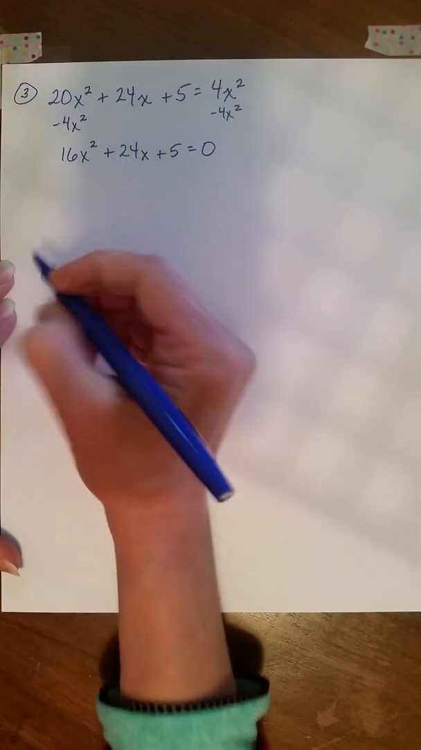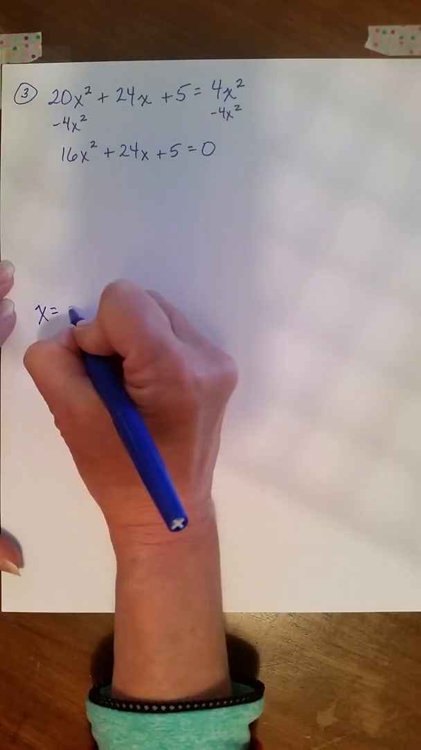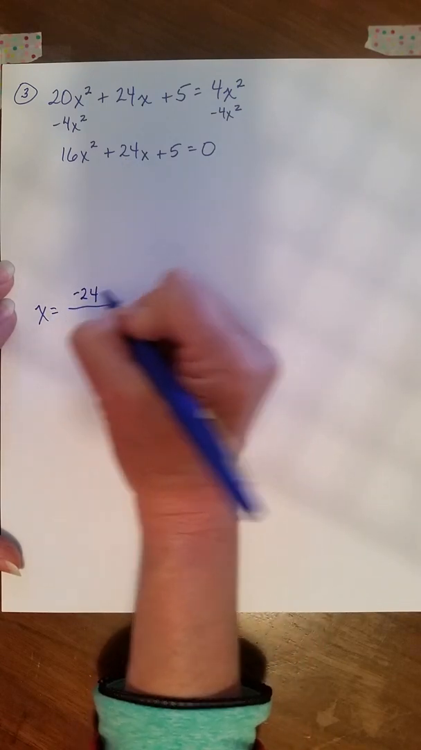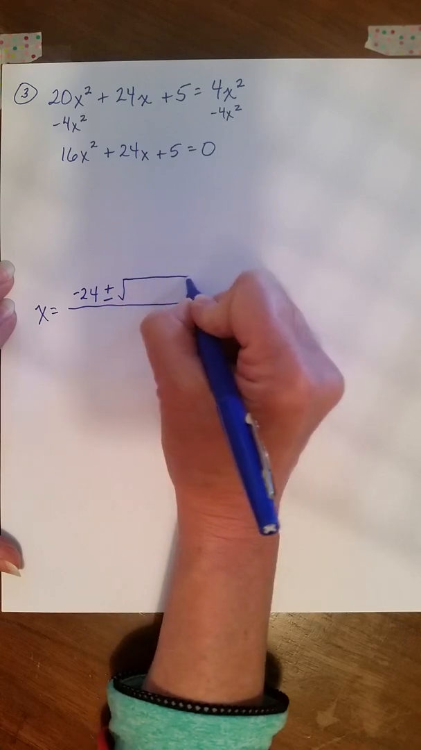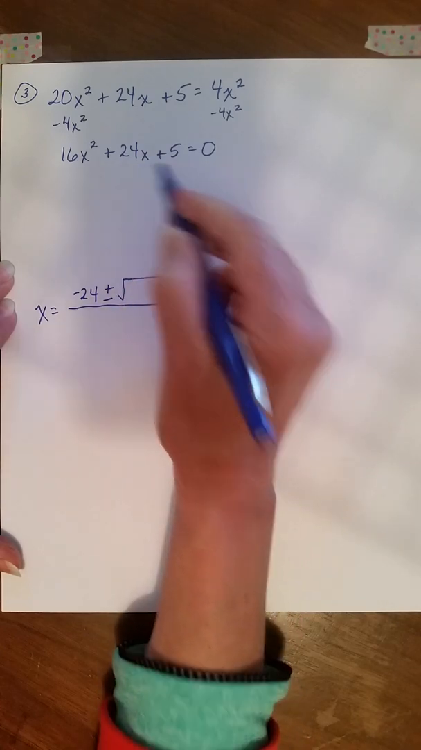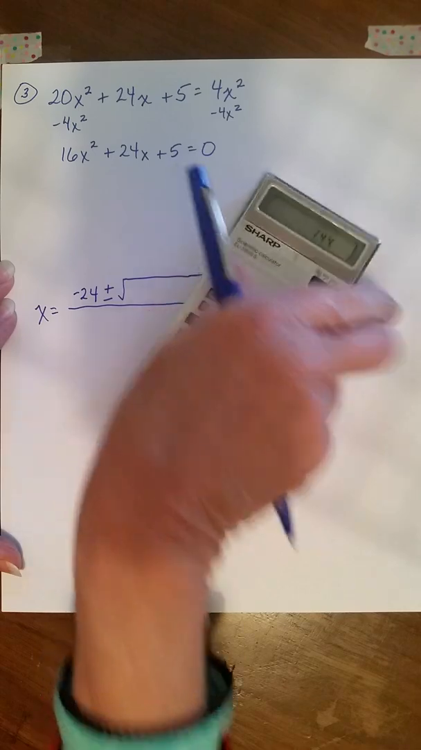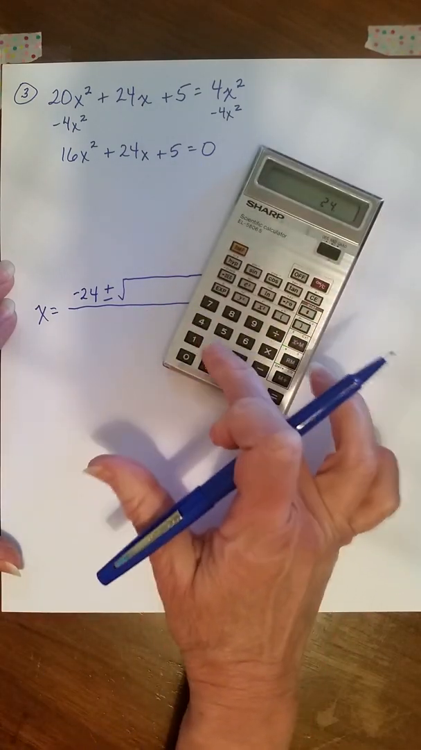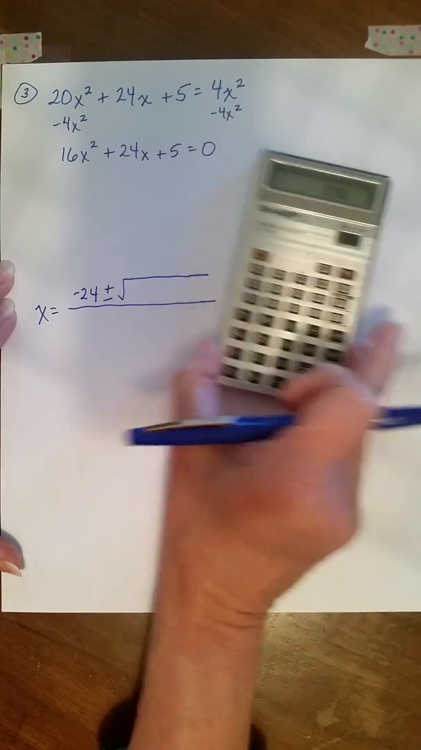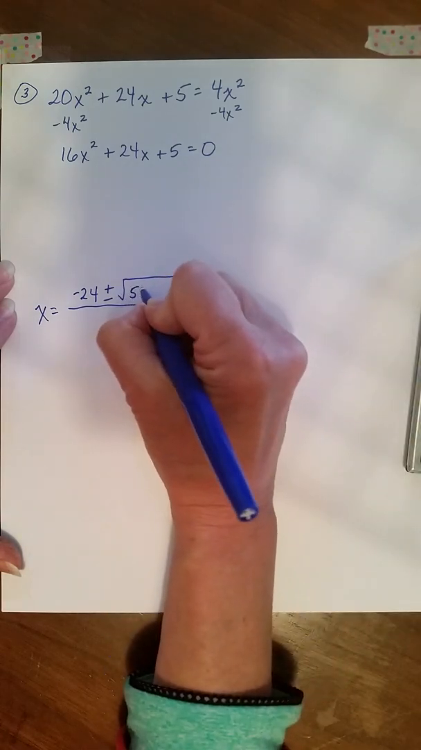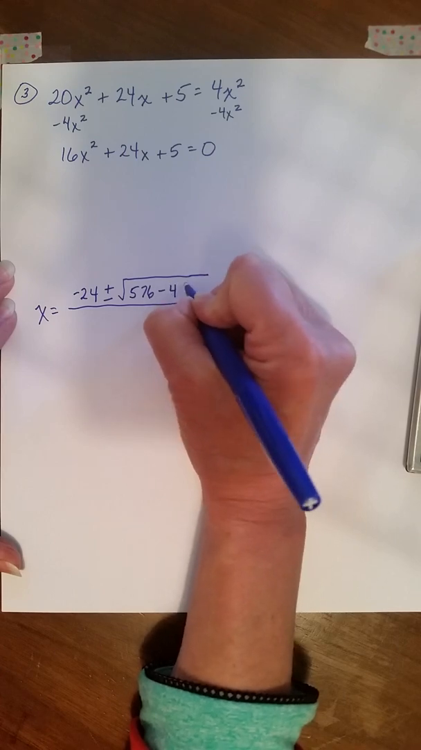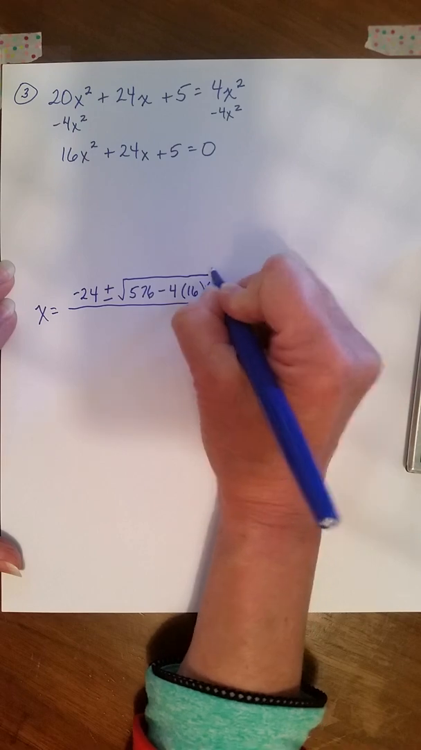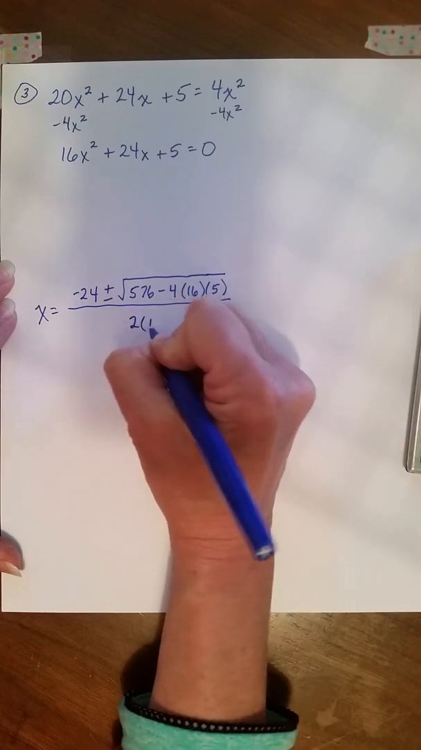Okay, now I'm ready to plug it into the quadratic formula. x equals the opposite of b, negative 24, plus or minus the square root of b squared. Now I'm going to double check. I just want to make sure I'm doing 24 squared correctly. 24 times 24, 576, minus 4 times a, which is 16, times c, which is 5, all divided by 2 times a.